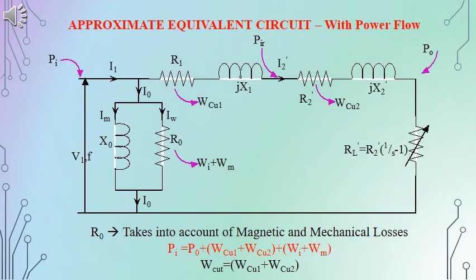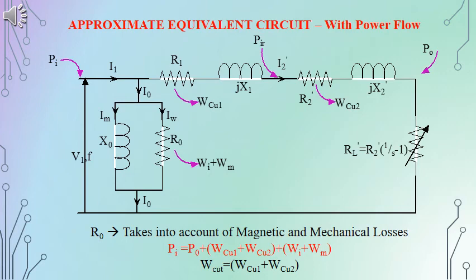In the last module we had already discussed the equivalent circuit of a three-phase induction motor. Here in the diagram we can see the approximate equivalent circuit of the induction motor. The different power stages are also marked in the diagram. Pi is the total power input, and in the shunt branch we have R0 and X0, and the corresponding currents IW and IM, the working component and the magnetizing component of I0, the no-load current.